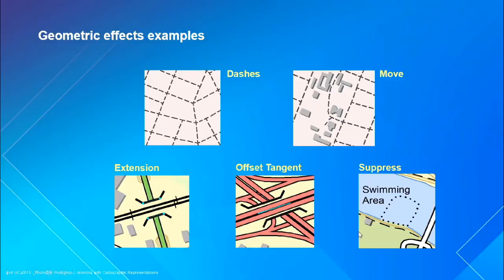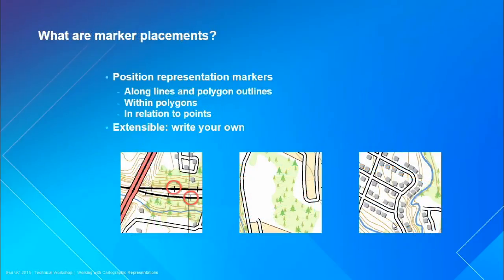Suppress is really useful. Suppress is being run on this blue shoreline here. We wanted to break the blue without actually breaking the geometry. We didn't do any editing here to remove a piece of that line. The underlying geometry is still connected. We've just used a suppressed geometric effect to say between this vertex and this vertex, do not draw a symbol at all. And that allows our swimming area to be not in conflict with the shoreline.